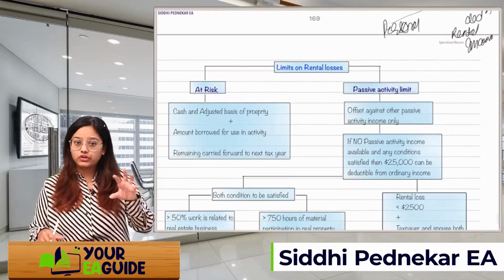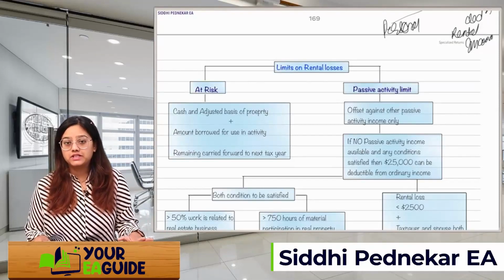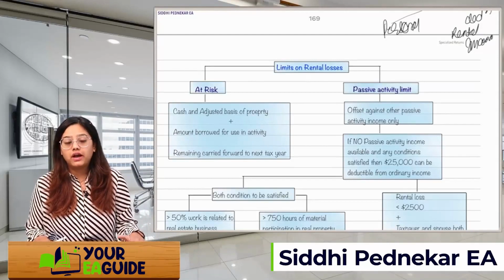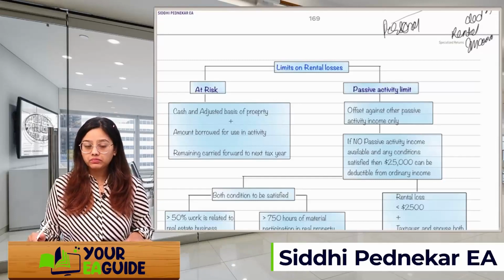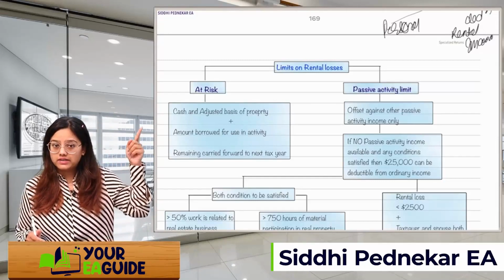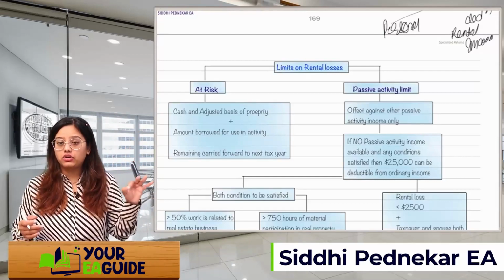Okay, so first you are going to apply at-risk, meaning up to the cash and adjusted basis of property plus amount borrowed for use in the activity. For example, if you have borrowed the amount to acquire the property, add these two. You are at risk up to both amounts, so up to this amount you can deduct your losses.